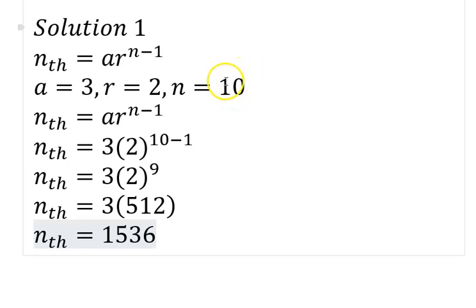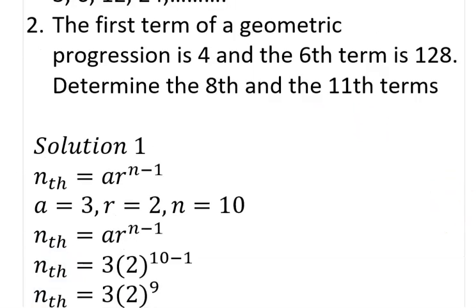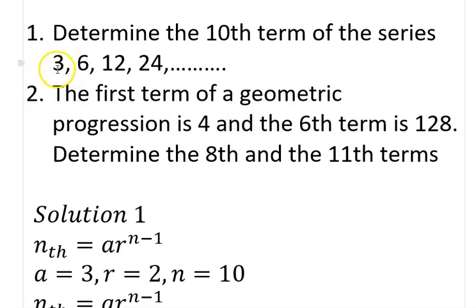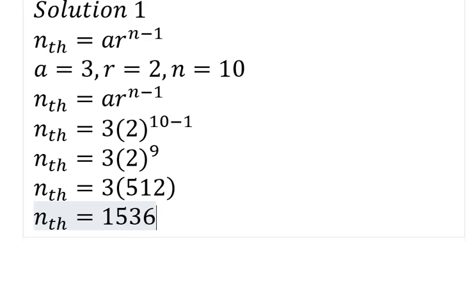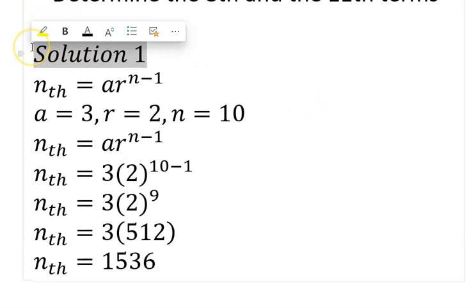That's our 10th term. So if you follow this series, this is first, second, third, fourth, fifth, sixth, seventh, eighth, ninth, 10, like that. If you are multiplying 2 times 3 times 2, 6, 6 times 2, 12, 12 times 2, 24, 24 times 2, 48. If you continue like that on to the 10th term, you definitely get 1,536. So let's go straight to question number 2. So we say solution number 2.